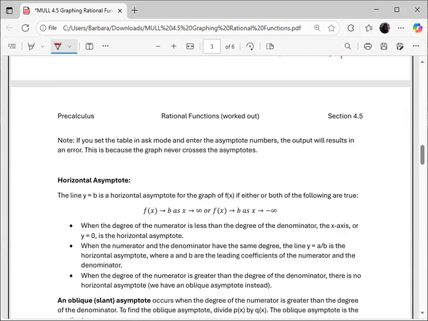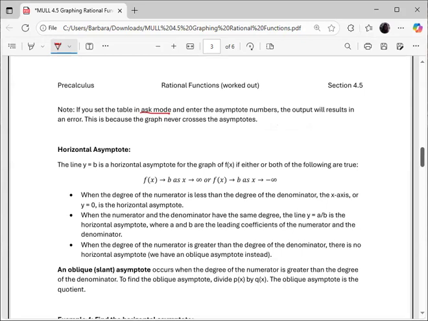So note this, that if you set the table in ask mode and you can enter the asymptote numbers, you'll be able to get those fractional numbers or decimals. And the output will result in an error if it's a 0. And that's because the graph will never cross that asymptote.